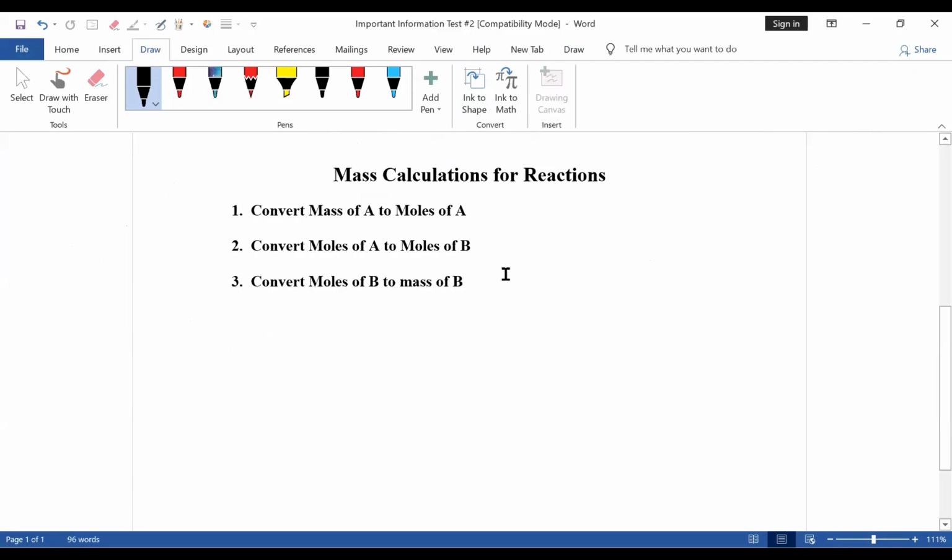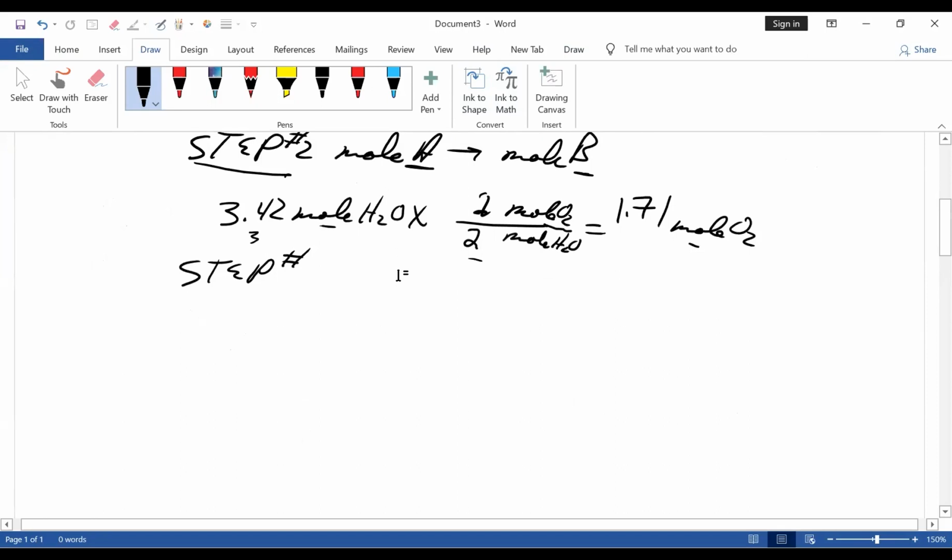This will be given to you for test 2. We've done step 1. We've converted whatever we had to moles. We've gone from moles of A to moles of what we want our answer. Now we're going to do step 3, moles of B to grams of B. Mass means grams for this class. And now step 3.